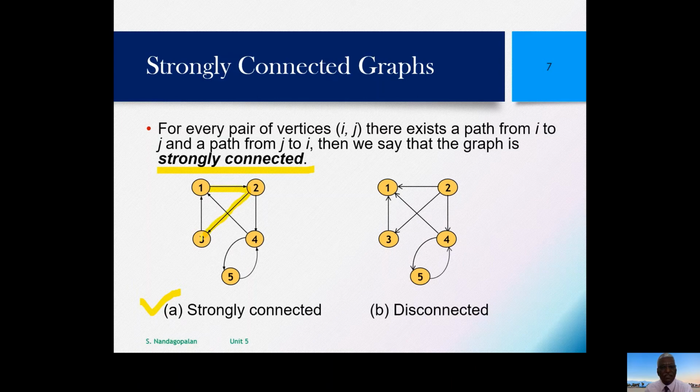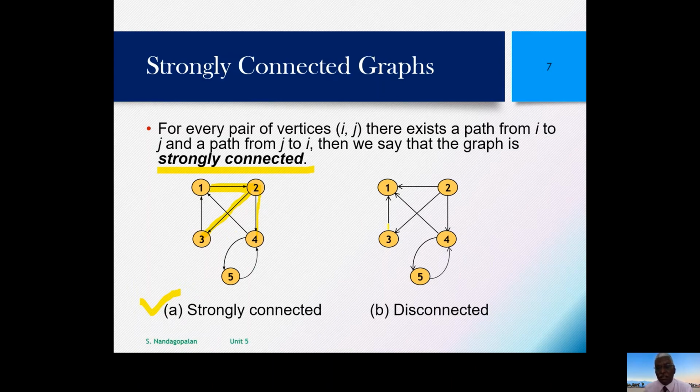For example, this graph, 1 to 2 I can travel, 1 to 3 I can, like this, like this. Then 1 to 4 again like this. 1 to 5 again like this. So actually if you go through, you can travel from any vertex to any other vertex. So that's what it ultimately means. That's why it's strongly connected.